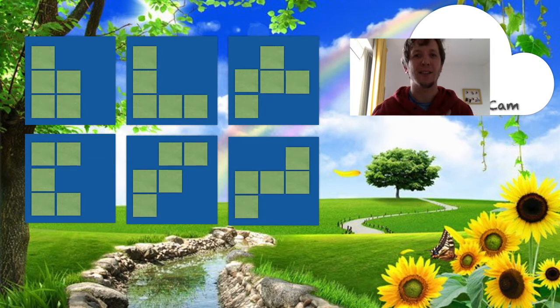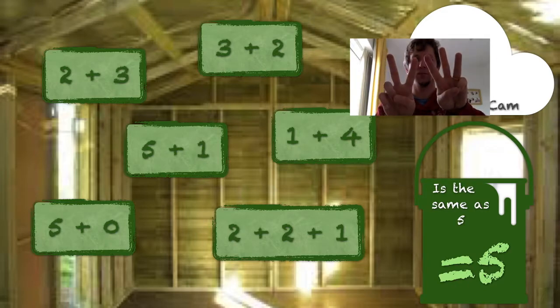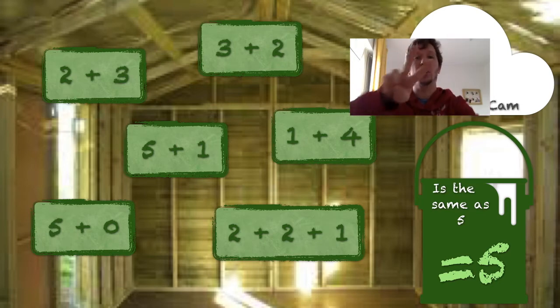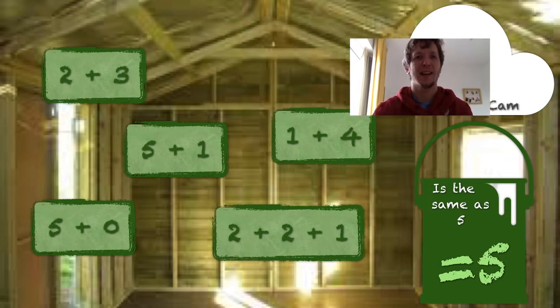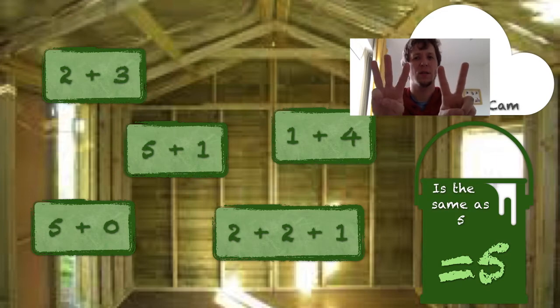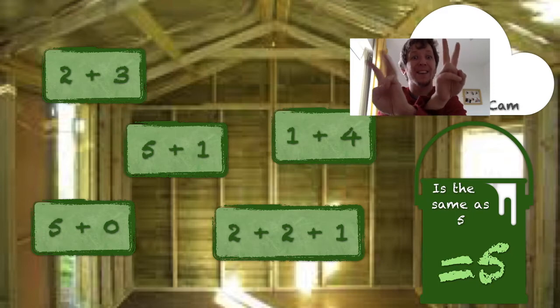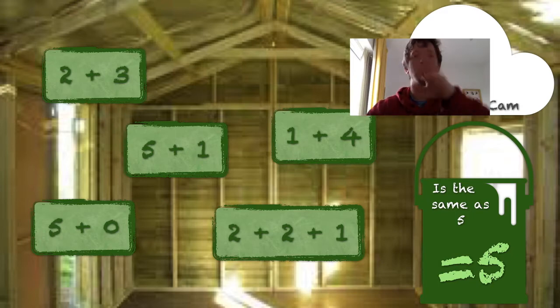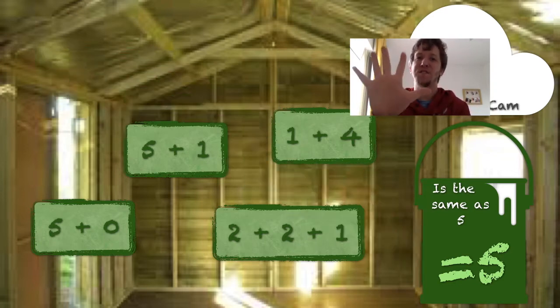Now, let's look at some maths facts and see which ones are the same as 5. First of all, we've got 3 and 2. 1, 2, 3, 4, 5. 3 and 2 is the same as 5. Excellent. Next, we've got 2 and 3. Well, we just did 3 and 2. 2 and 3 is the same as 5. Wonderful!